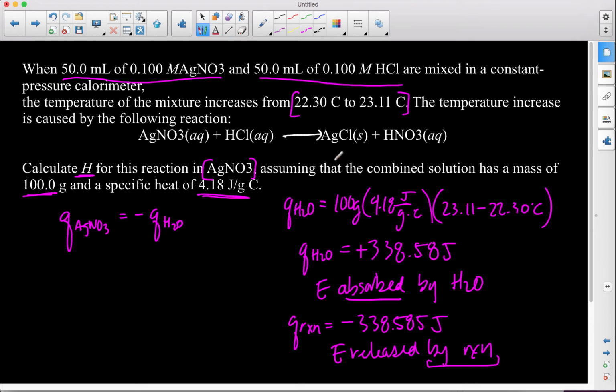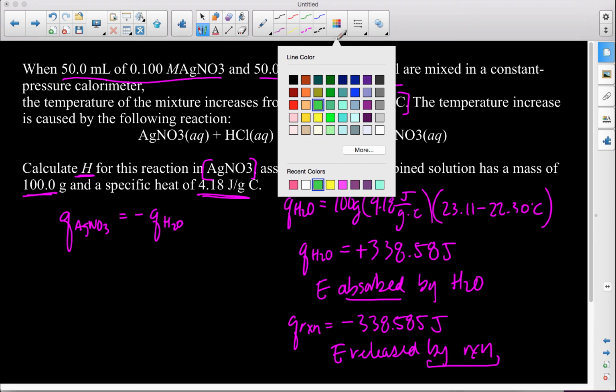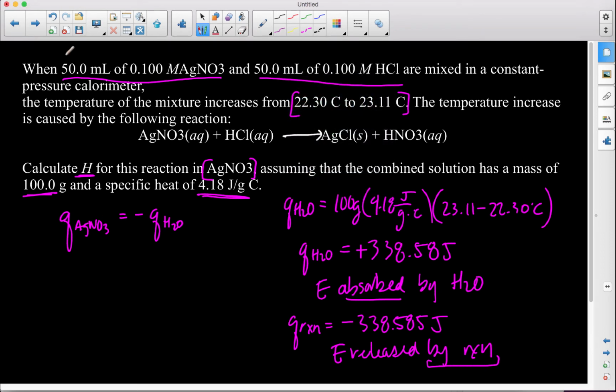And our question is asking us to tie that back to AgNO3. So in order to do that, we're just going to have to go back to our problem. We know that we started with this much AgNO3 and this much HCl. Again, we know the amounts of both reactants, so it's kind of like a limiting reactant problem, where we have to look at this and say, okay, if we have 50 mL of this, how many moles do we have?